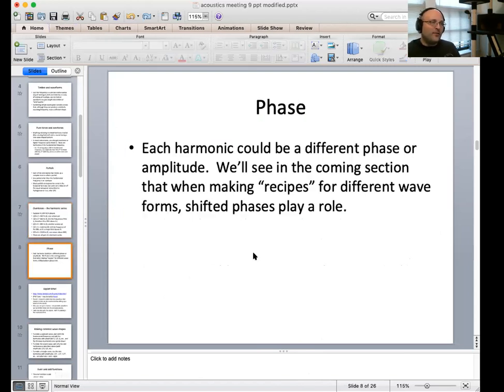Now, when you mix these all together, each harmonic could be at a different phase. So some of them we may make 180 degrees out of phase. They won't cause any canceling or any total cancellation because they're different frequencies and different amplitudes. But you will often see me in the applets giving a negative value to the recipe. It's like, I care what the amplitude is, but I also want it to be flipped upside down. So shifted phases do play a role. I'll make that pretty clear right now.